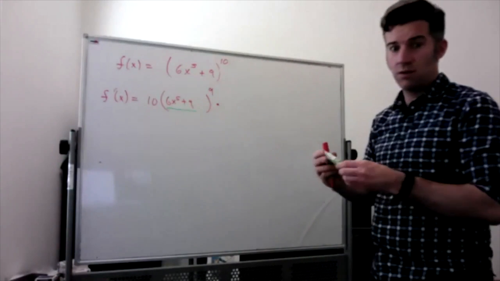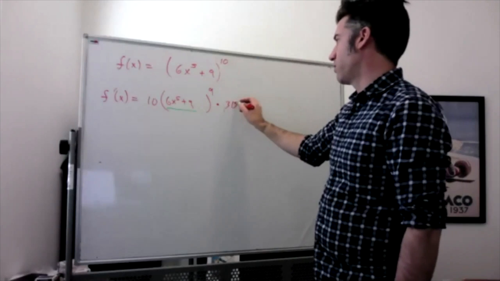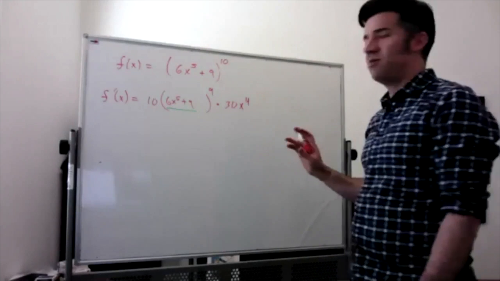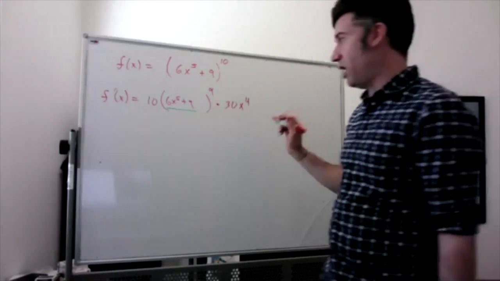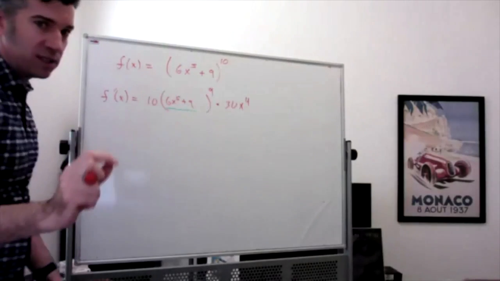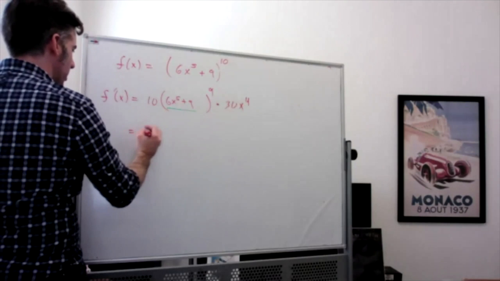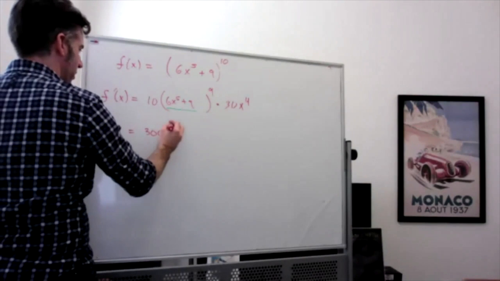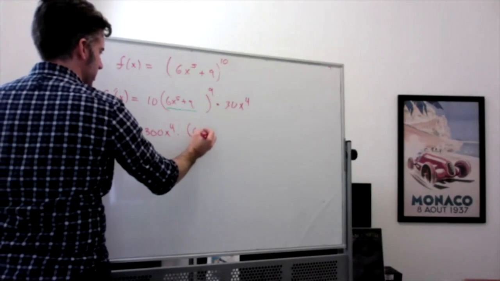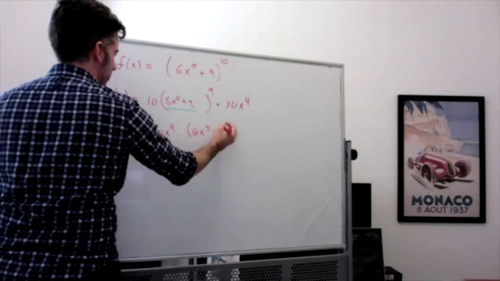Is it just 30x to the 4th? It is just 30x to the 4th. Now, there's not a lot of simplifying to be done here, but I probably would take the small step of rewriting the 10 times 30x to the 4th as 300x to the 4th times 6x to the 5th plus 9 to the 9th.